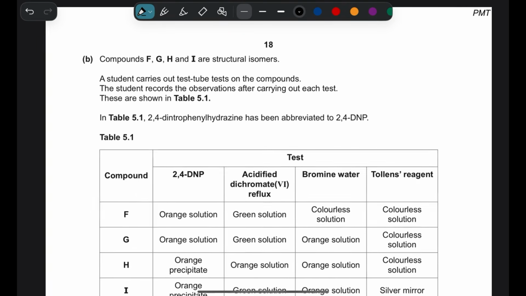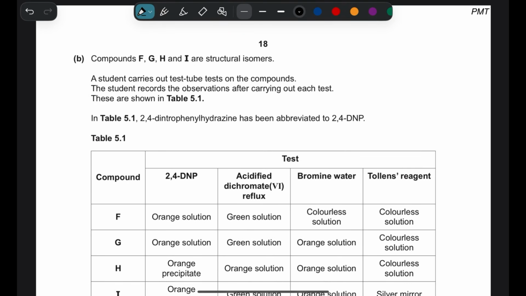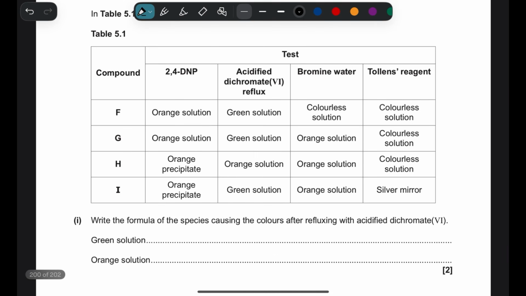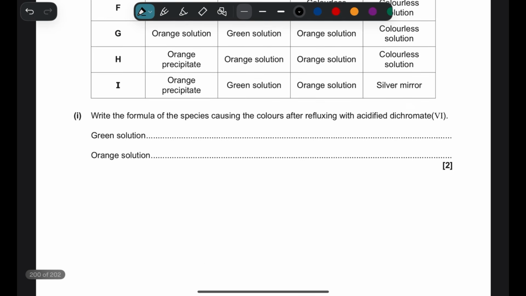Okay, this is the last question, I believe. We've got structural isomers, and they said that we have test tube reactions, and you can see the results of the tests here. Our first question, before we get into the real nitty gritty of it, is the formula for the species and the colors after reflux. This one is just knowledge that you should know pretty much. This is Cr3+, and this is the dichromate ion, Cr2O7 2-. That's just knowledge that you should know.